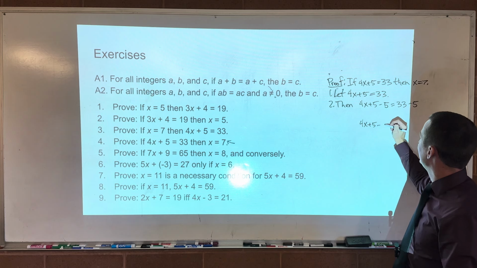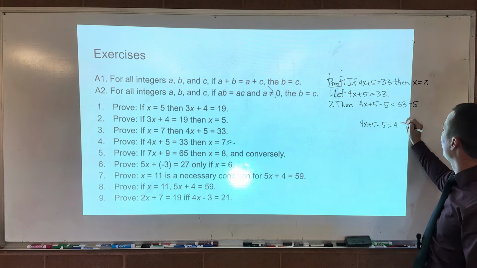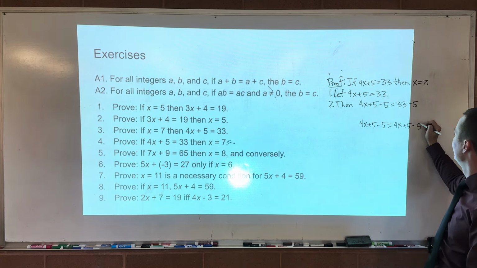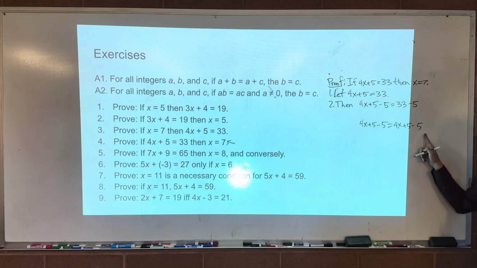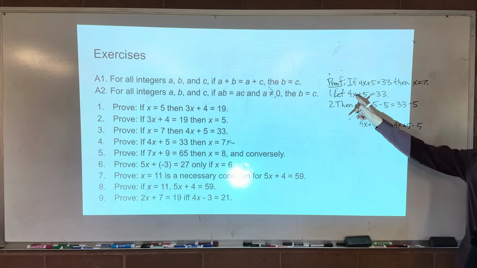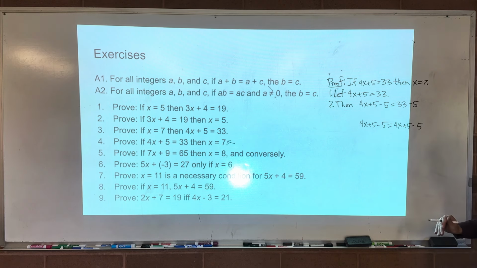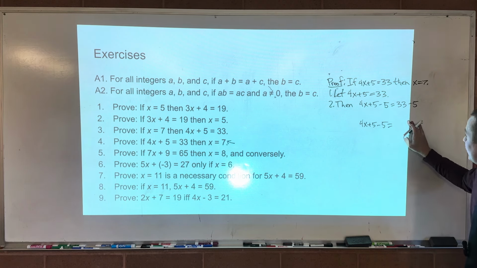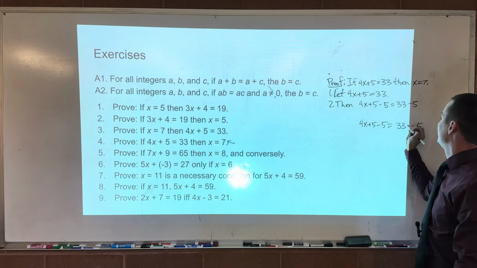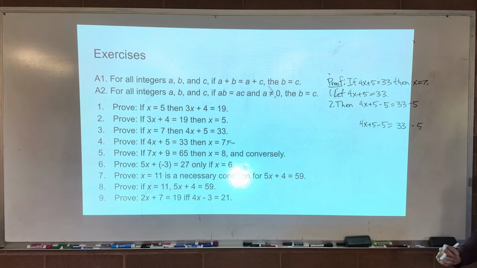4x plus 5 minus 5 is equal to 4x plus 5 minus 5. How do I know that this is always the case? First law of identity. Everything is identical with itself. Now I know 4x plus 5 is equal to 33, so I can substitute 4x plus 5 with 33. That's using the second law of identity: equals may be substituted for equals.